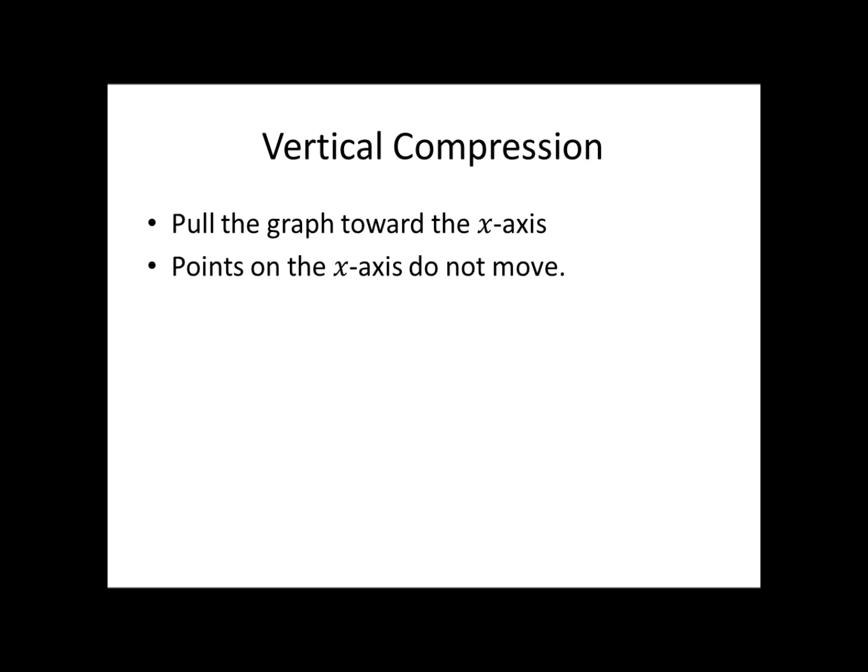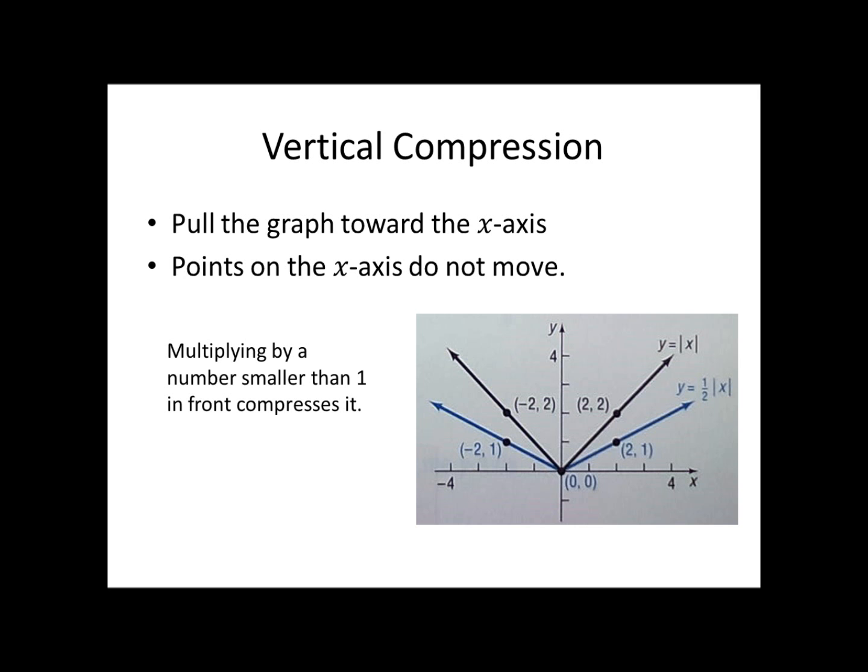A vertical compression, all of the points move toward the x-axis. Again, points on the x-axis do not move. So here we see that same absolute value function, but this time it's been vertically compressed. We still multiply, but now we multiply by a number that's smaller than 1 to make that compression happen.